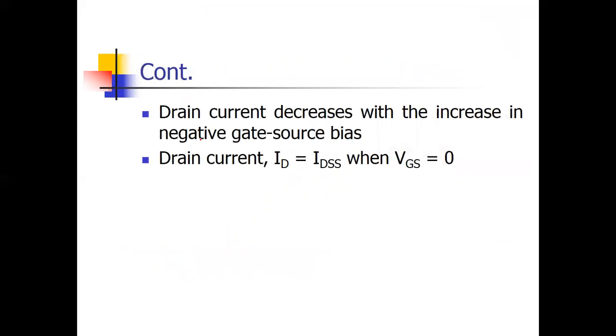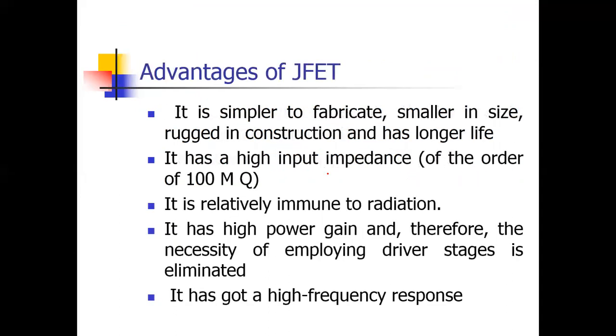So remember, drain current decreases when the gate reverse bias, the negative gate source bias, increases. Means when you apply more and more negative voltage, more depletion region increases, so current will definitely decrease. And at 0 voltage, the current is maximum, that is IDSS.